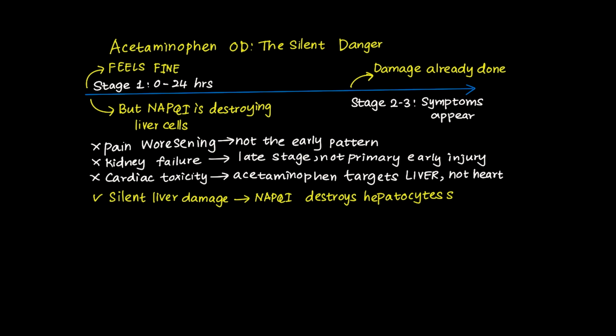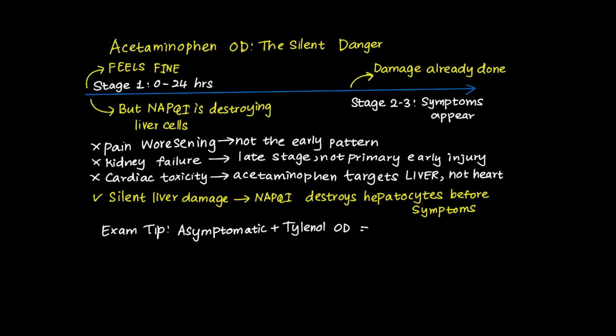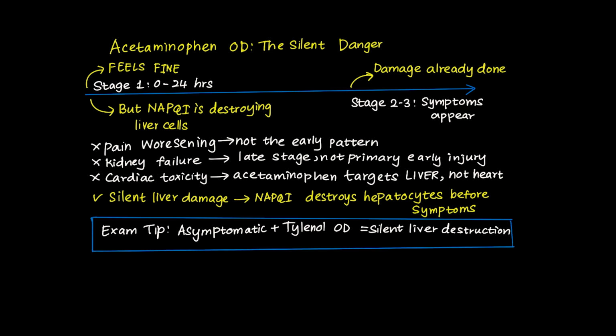Here's a WGU D454 OA exam tip for you. If a question describes an asymptomatic patient with acetaminophen overdose and asks why treatment is urgent, the answer is always silent liver damage. The word asymptomatic in an overdose question is a red flag, not reassurance. Recall hook: silent stage, sneaky NAPQI.